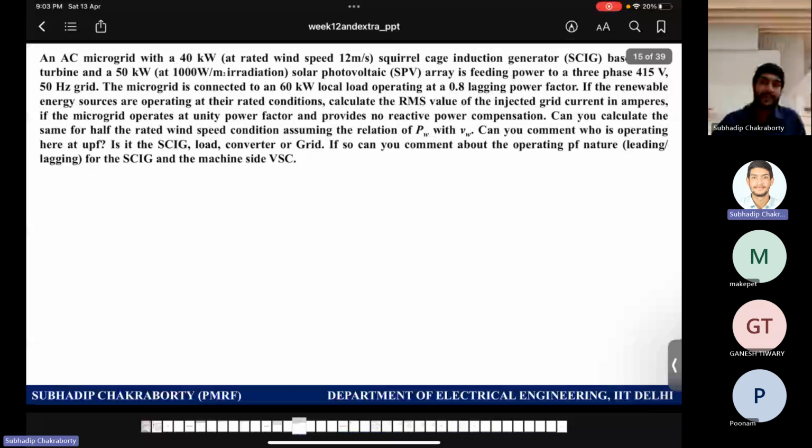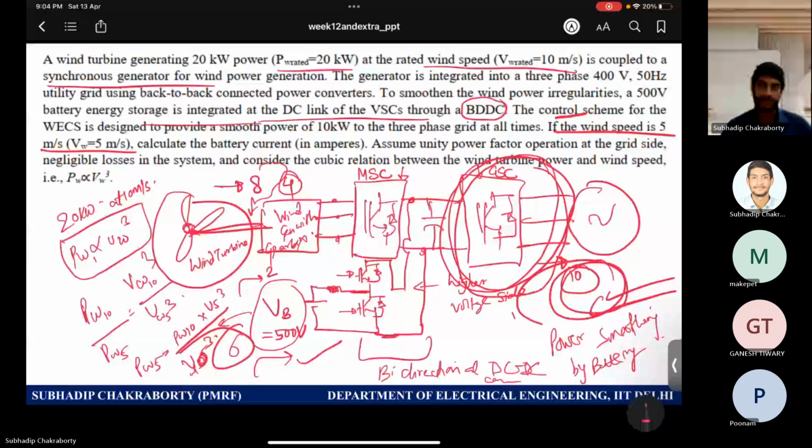Now I know the battery is pushing 7.5, and the battery voltage is 500. So the power balance I do, because it is a bidirectional converter, you don't have to consider losses. So you can do it, right? Accordingly, we can find out the battery current from the power.